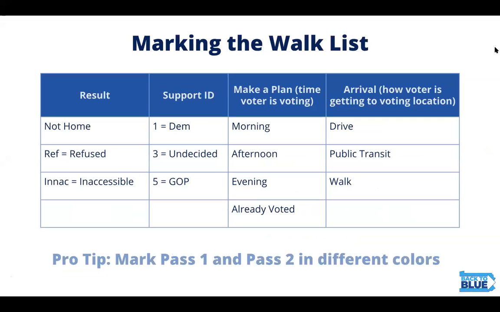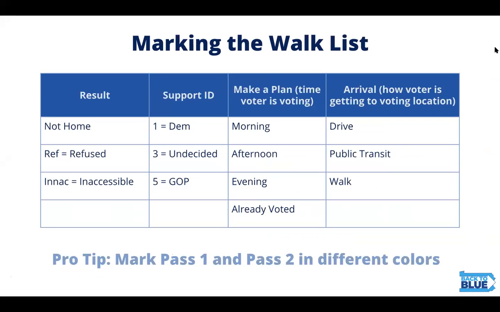When you're marking the walk list, this is what the abbreviations mean. So first of all, someone could be not home. They could be REF, which is refused. They don't want to speak with you. INAC stands for inaccessible. When you do have a conversation with someone, first you'll talk to them about their support. 1 is strong Dem, 3 undecided, 5 they're the GOP, and you would politely end the conversation.